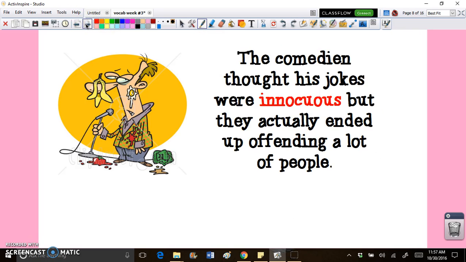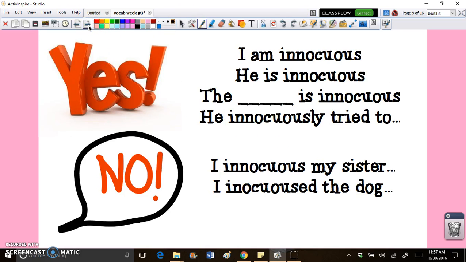The comedian thought his jokes were innocuous. So an adjective can describe people, but it can also describe things. In this case, it's the jokes that are being described as innocuous. Now, the comedian thought his jokes were innocuous, but they actually ended up offending a lot of people. So they actually caused harm. They upset people. So again, this is an adjective.